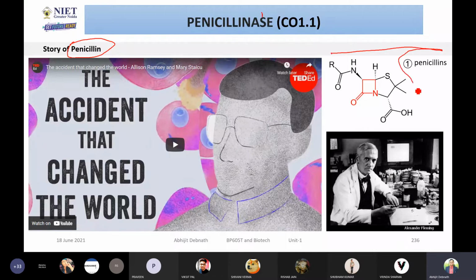You can see this is the structure of penicillin. When he was working, at that time there was no crystallography, there was no certain structure. So he did lots of work and accidentally he discovered penicillin. He found that penicillin has some effect. And when it was discovered, after that it became so popular, and it is the first antibiotic. Penicillin is the first antibiotic.